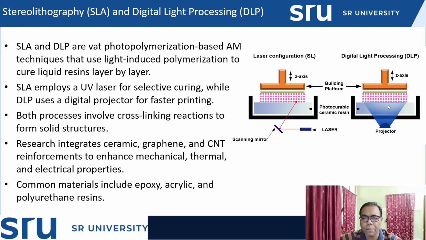That's why I have mentioned photopolymerization based additive manufacturing techniques, which induce polymerization in the liquid resin in a layer by layer manner. SLA employs ultraviolet light or a UV laser for selective curing of the material, while DLP uses a digital projector for a faster printing process. Both processes involve cross linking of the material, a reaction we call the polymerization process.